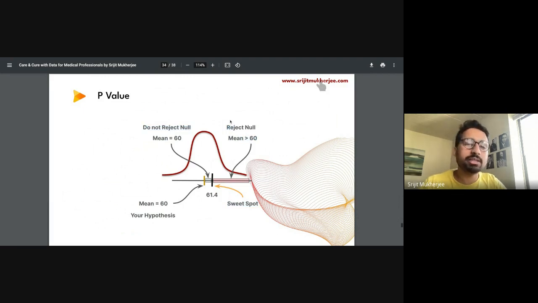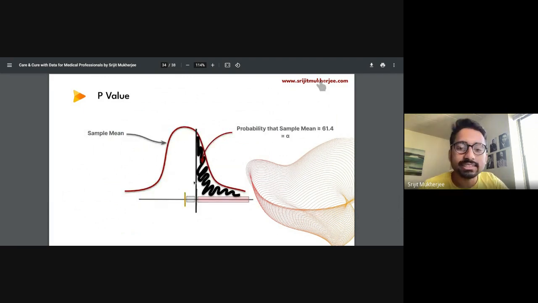Now, how do you define the p-value? Let's take this number, the sweet spot. This right-hand side, the area under the curve, is nothing but the probability that the sample mean is greater than this black point, the sweet spot, which is 61.4.